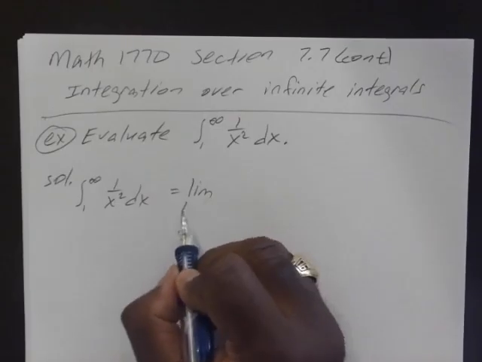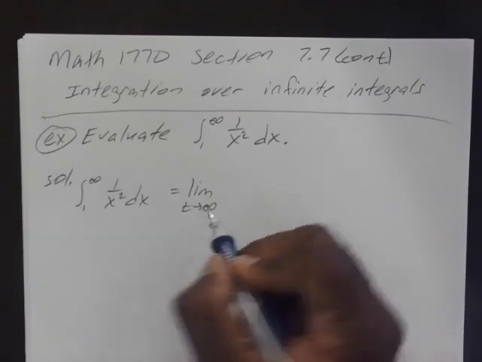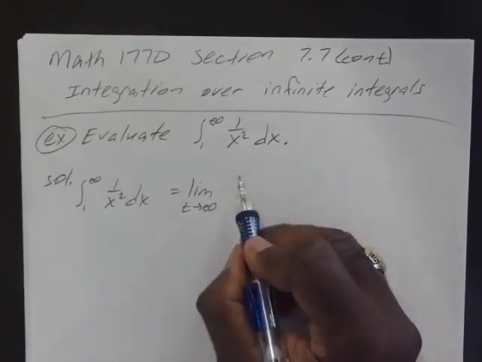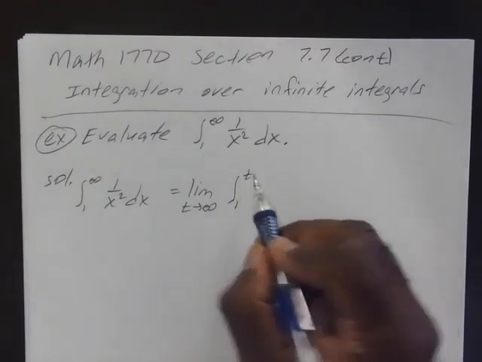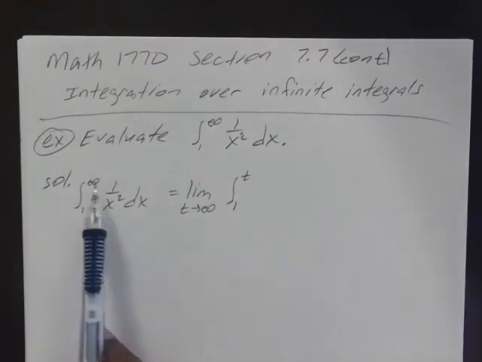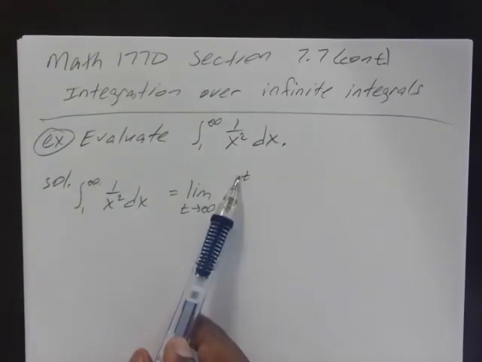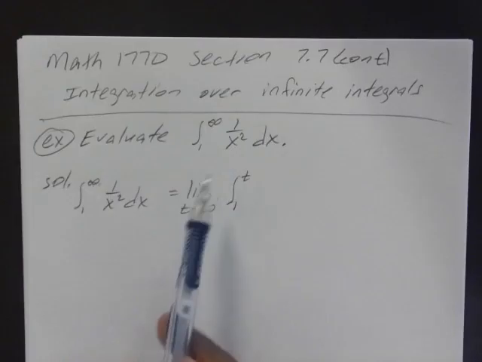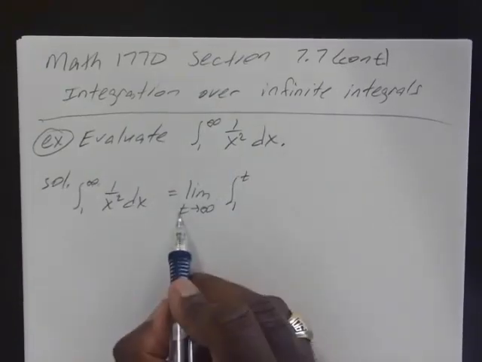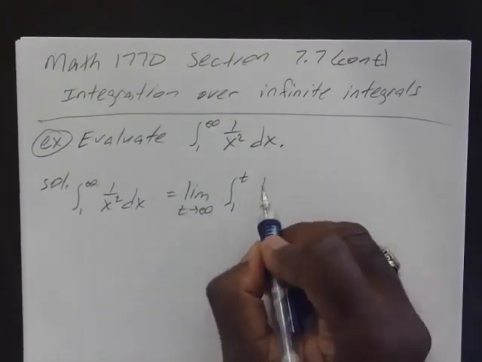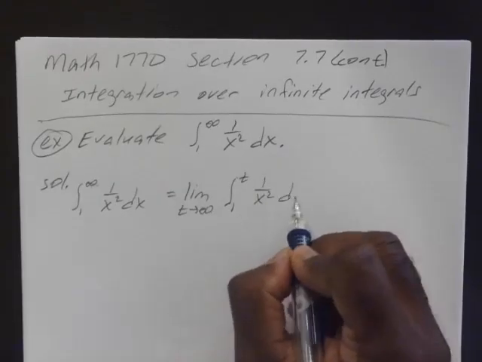as the limit as t approaches infinity of the integral from 1 to t. So we just replace that infinity with any variable, they usually call those dummy variables, but any variable at all. And as that variable approaches infinity of 1 over x squared with respect to x.